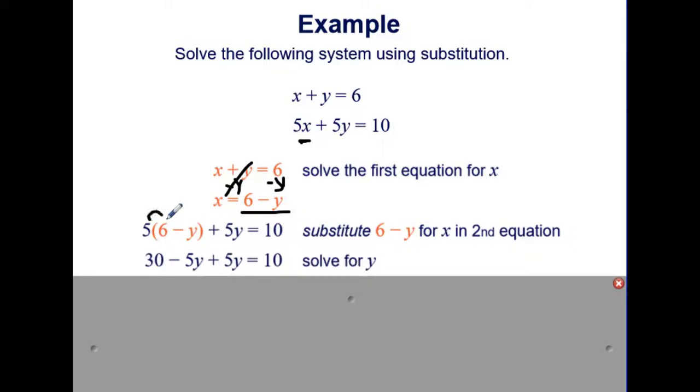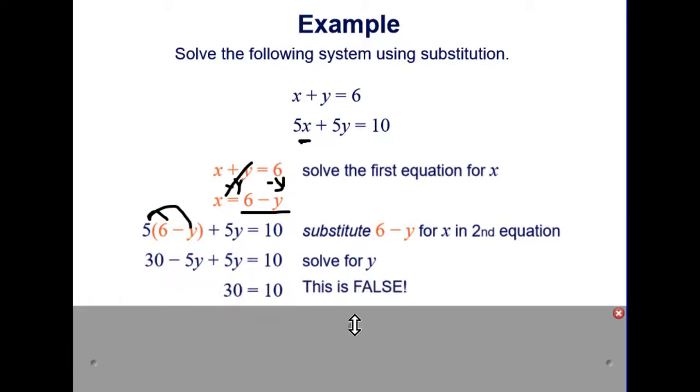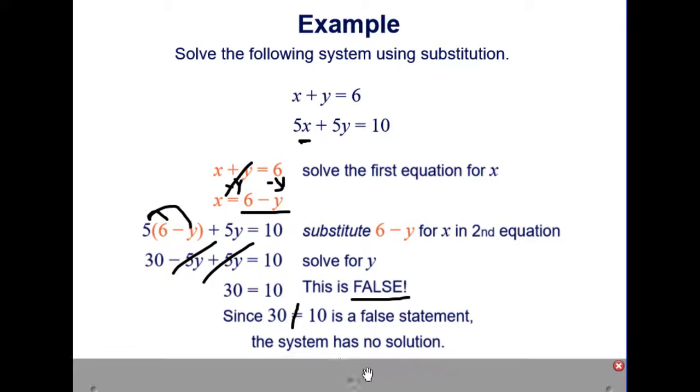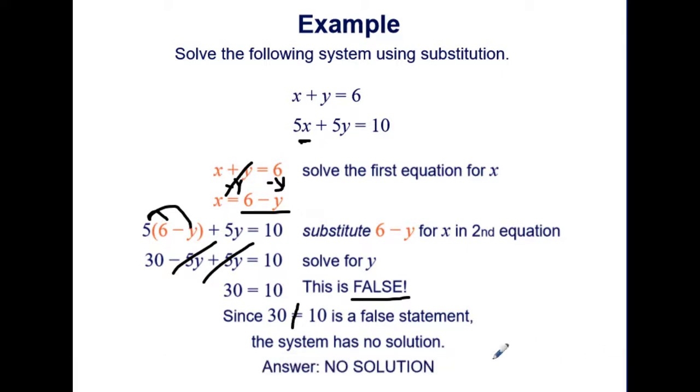After distributing, that would give us 30 minus 5y plus 5y equals 10. And negative 5y plus 5y is going to simplify to 0, or cancel out, leaving us with 30 equals 10. This is definitely false. So since 30 equals 10 is a false statement, the system has no solution. We can't solve for a variable. Our answer then just becomes no solution.